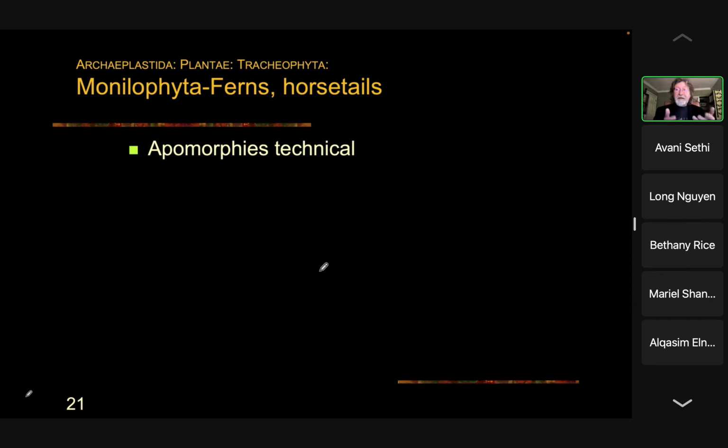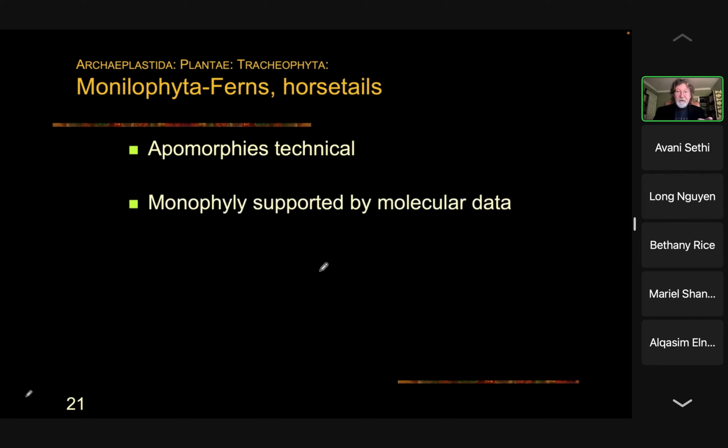With the molecular techniques now, the molecular data indicates that this is a monophyletic group and it involves horsetails, ferns, and whisk ferns. So I'm not going to give any apomorphies here for it, but the monophyly is supported by molecular data. That's all I would say. Okay, now their roots, for this group, are usually adventitious roots.